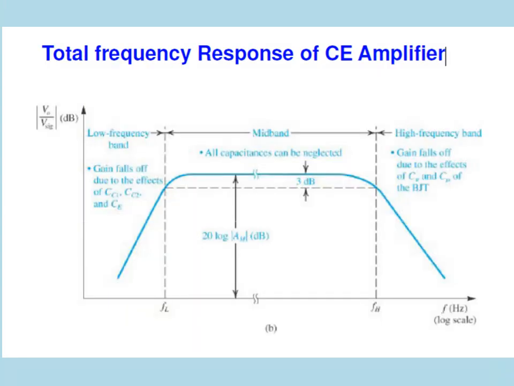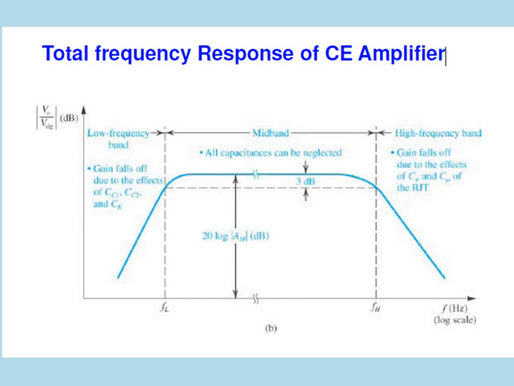Now let's see the frequency response of the common emitter amplifier. Here we have two corner frequencies, FL and FH, which are the lower frequency and the higher frequency. It is a graph drawn between the frequency and the gain of the amplifier. The dotted lines shown here, FL and FH, show the two cutoff frequencies, the lower and upper cutoff frequency of the particular common emitter amplifier circuit.